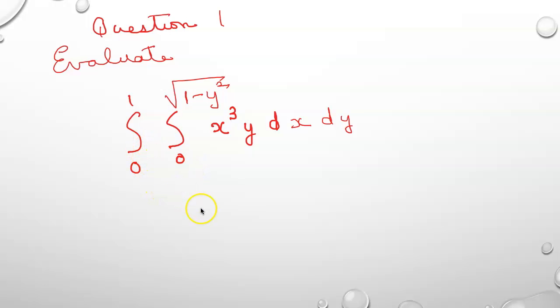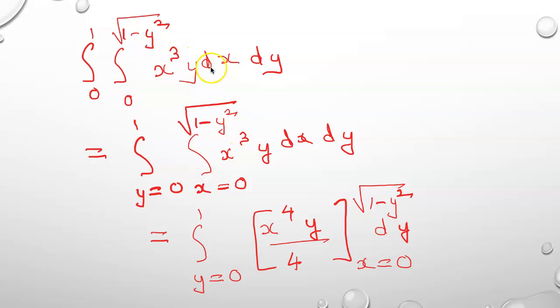Evaluate the integral from 0 to 1, integral from 0 to root 1 minus y squared, x cubed y dx dy. So this is the question. As the order suggests, you have dx and dy. The inner integral is with respect to x. So it is basically integral y equal to 0 to 1, integral x equal to 0 to root 1 minus y squared, x cubed y dx dy. So we are integrating this with respect to x.